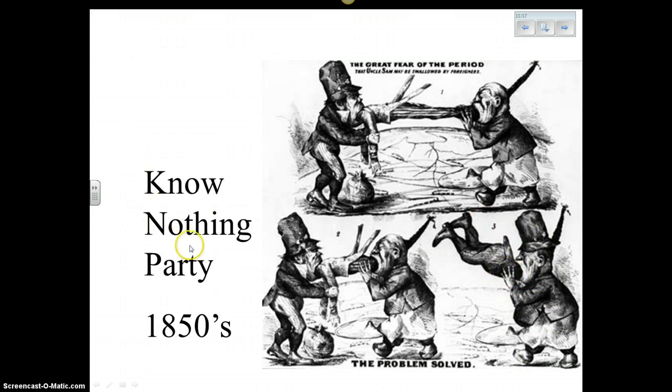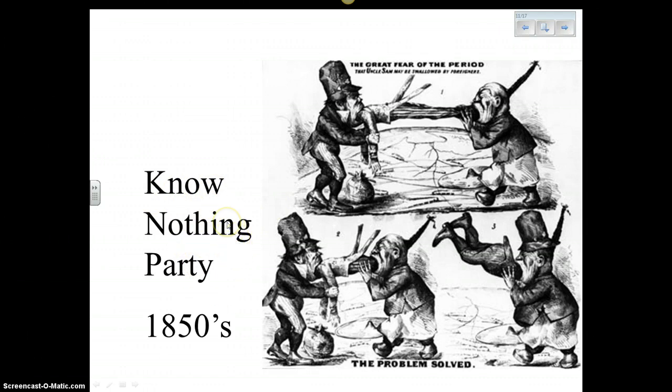I have here written the Know Nothing Party. The Know Nothing Party was a party of the 1850s that was opposed to immigration. They actually get their name because they were often associated with groups that would engage in violence against immigrants. And when the police would come and ask, who beat up this immigrant or who burned down this immigrant house, the answer would be, we don't know nothing. And this political party literally got their name from those types of activities.